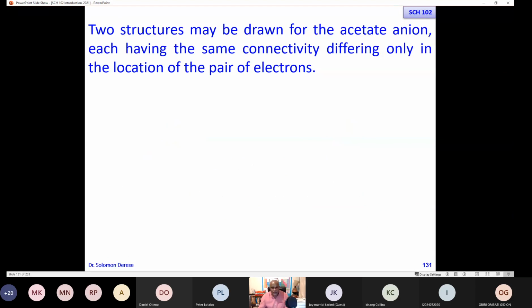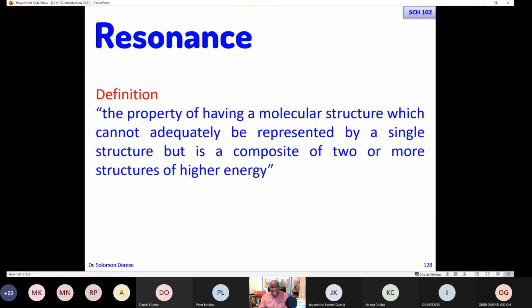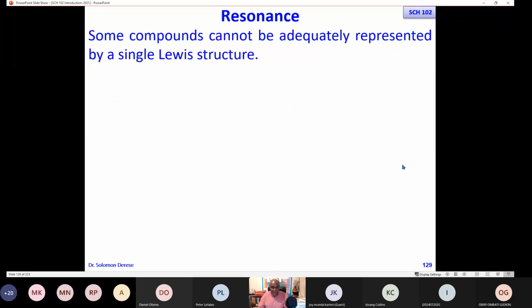By definition, resonance, as I've told you, is the property of having a molecular structure which cannot adequately be represented by a single structure, but by a composite, an average of two or more structures. And then, as you shall see, each of these structures has higher energy than the average or the composite. We'll talk about that later.